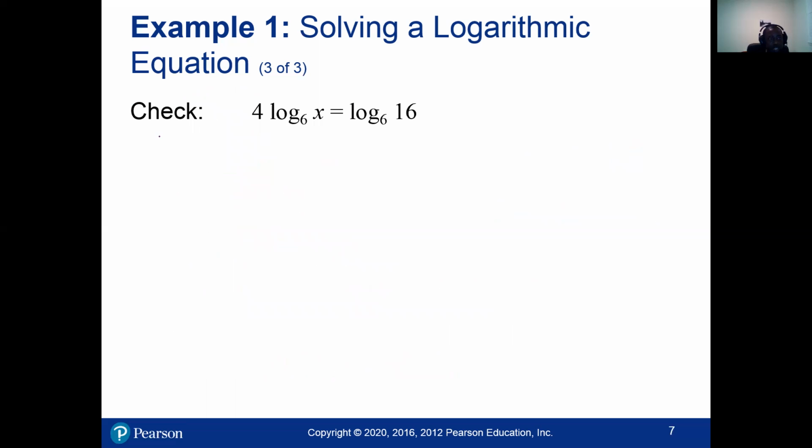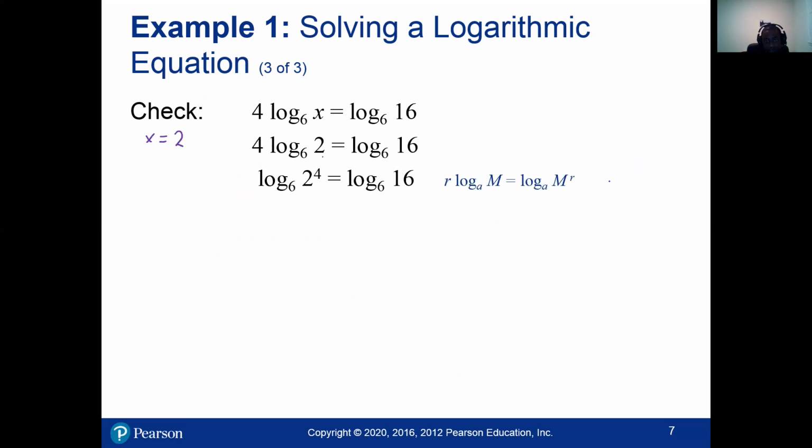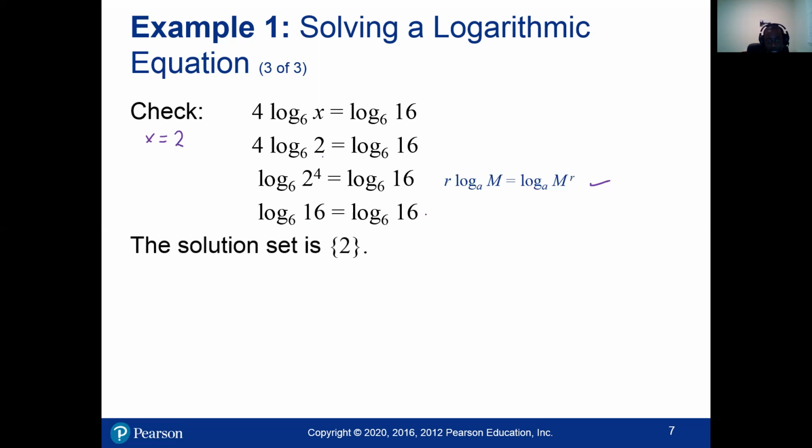Now notice that here we are checking that x is equal to positive 2. When we plug it in, this is 4 log of 2, base 6. Then we use the property and write it as log of 2 to the 4, base 6, which is log 16 base 6, since 2 to the 4 is 16. So you get log 16 base 6 equal to log 16 base 6. This checks, and therefore the solution set is that.